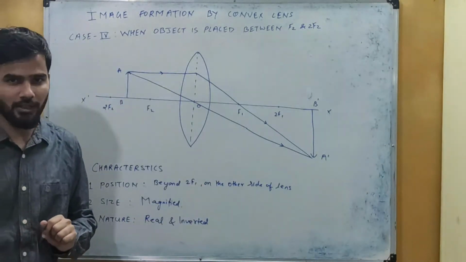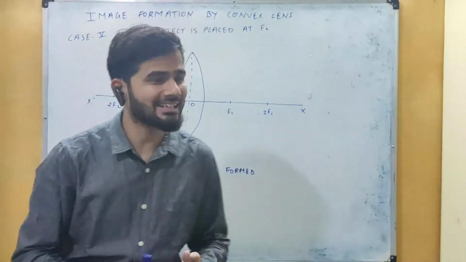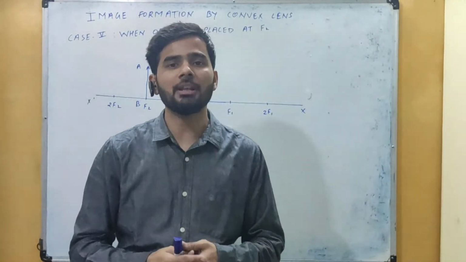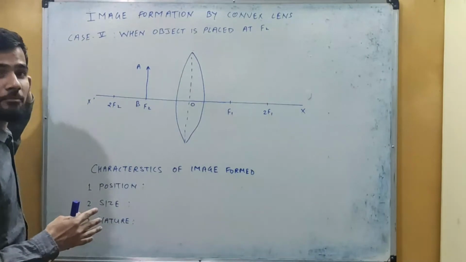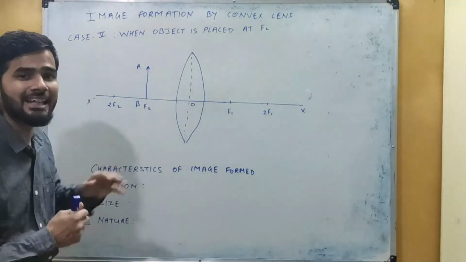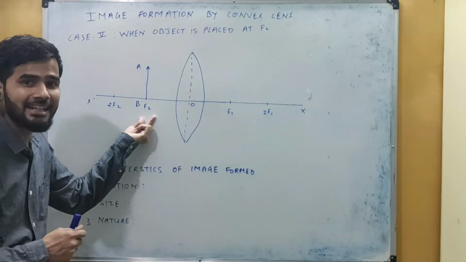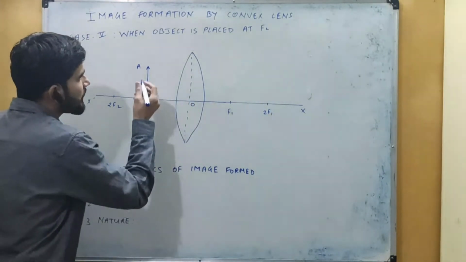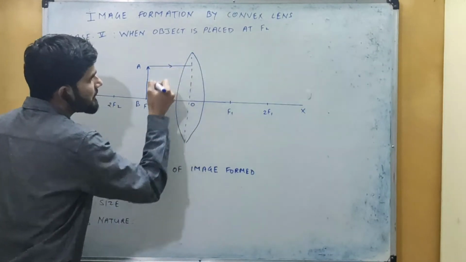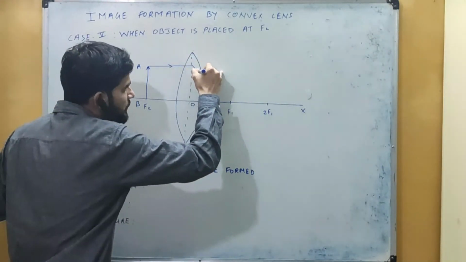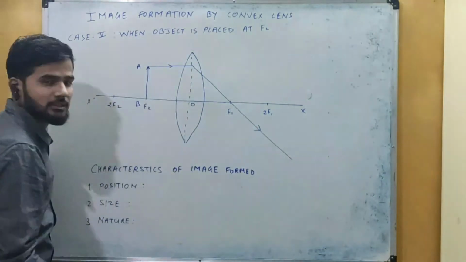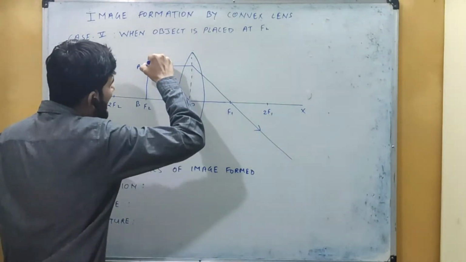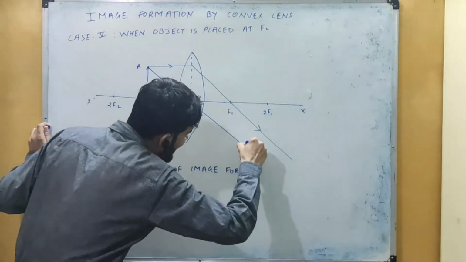So now let us see one more case, that is case number 5, when the object is placed at f2, that is at the second principal focus. What we are doing, we are moving the object from infinity towards the lens. So now the position of the object is at f2. So we will draw the ray diagram for this position. Now rule number first, what it says, that if a light ray is parallel to the principal axis, after refraction it passes through the first principal focus. And rule number second, that if a ray of light passes through the optical center, then it remains undeviated.